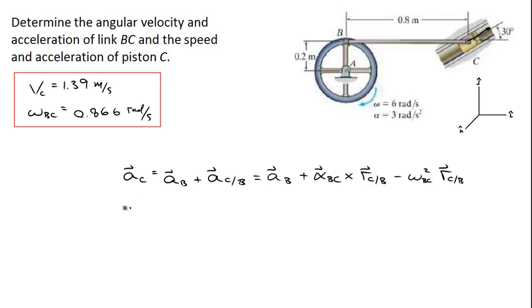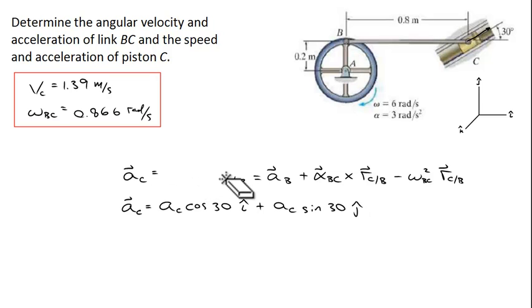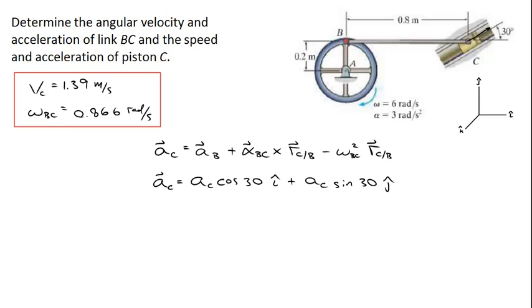And I can write the acceleration of C is equal to the magnitude of the acceleration of C times the cosine of 30, and that's in the i-hat direction, plus, again, the magnitude of the acceleration of C times the sine of 30, and that's acting in the j-hat direction. So let me eliminate this intermediate equation so that we can see more clearly what's going on. And the next thing I need to find is the acceleration of pin B.